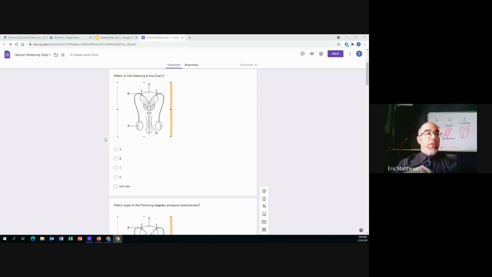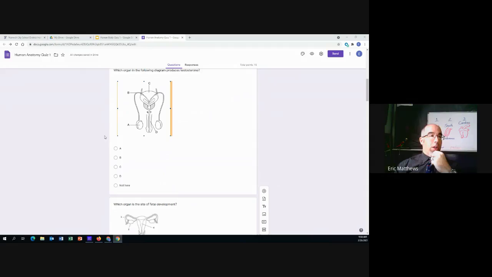Number 2, which of the following is the ovary? So take a look at the diagram, identify A, B, C, D, or not here. So which of the following is the ovary in this diagram? A, B, C, D, or not here? Number 3, which organ in the following diagram produces testosterone? So which organ that is labeled here, A, B, C, D, or not here, produces the hormone testosterone?